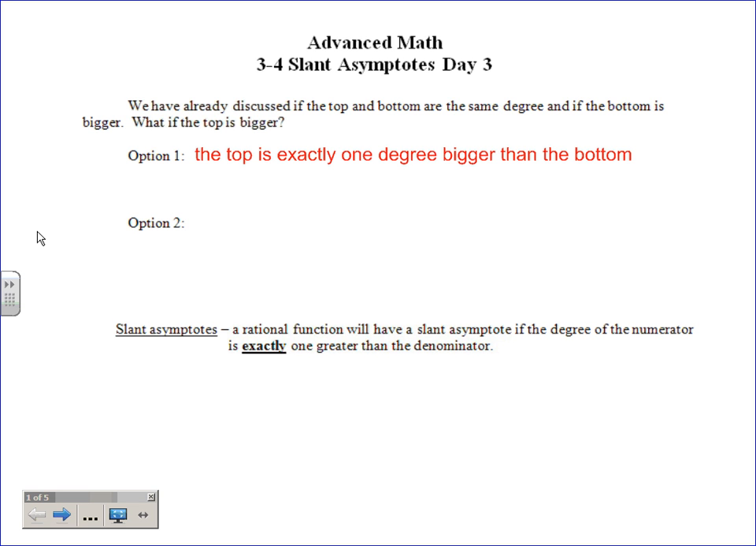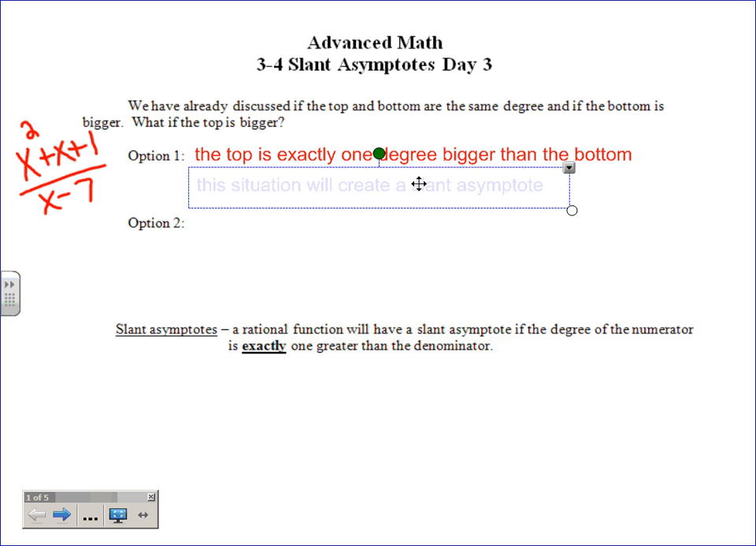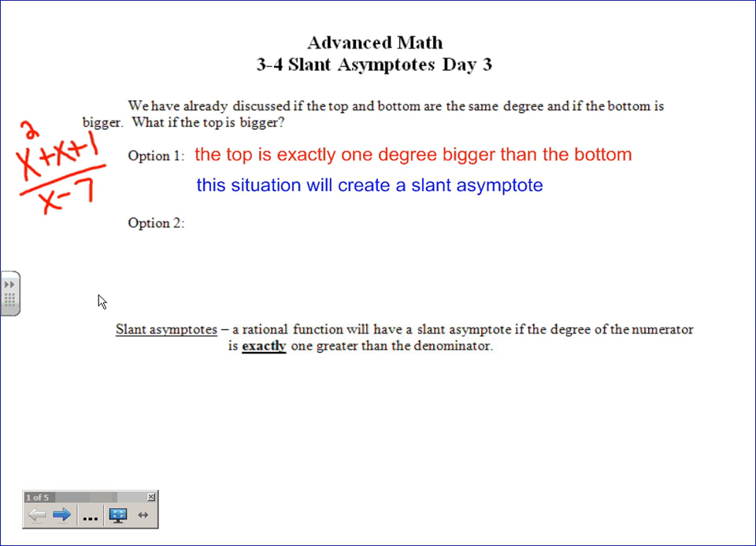That can happen. An example of that could be something along those lines. So there's a good example of that. And it's very specific there. The word exactly is important. If that happens, we're going to get what's called a slant asymptote.